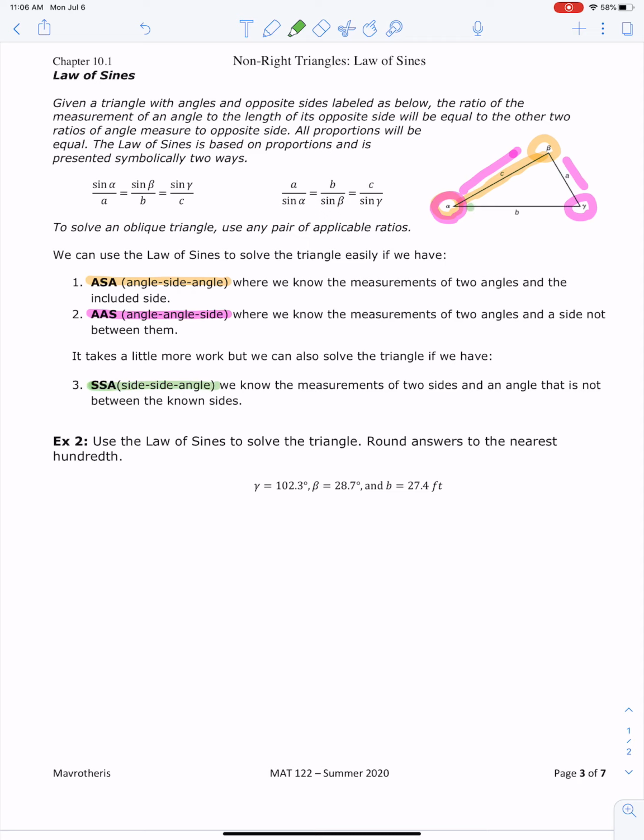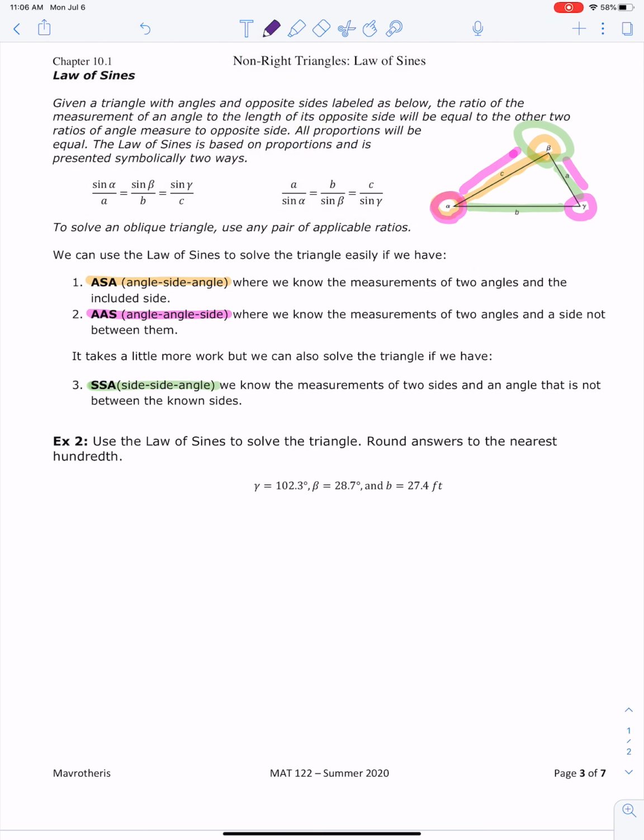So that means I would have 2 sides and then an angle not between them. This takes a little more work because there's a possibility of some funky things happening, but we will look at that one at the end and take a look at all the possibilities. Okay, so let's move on here.